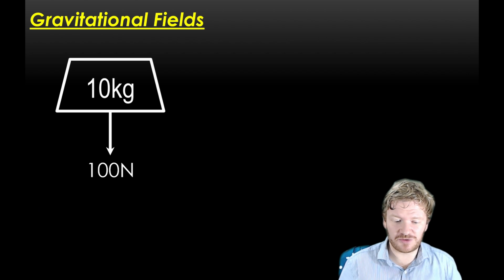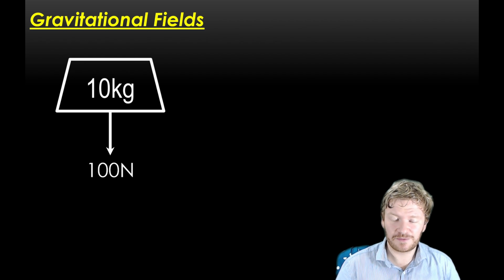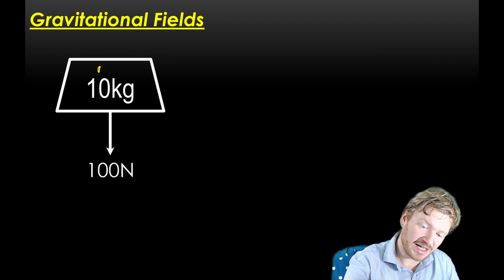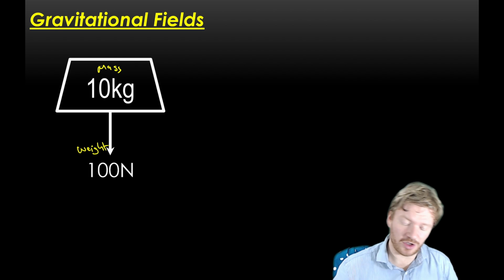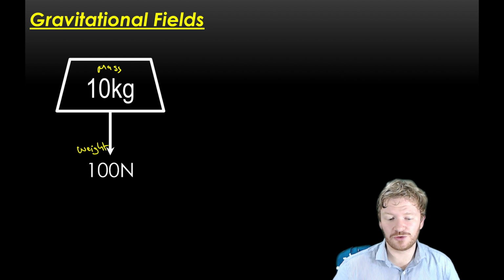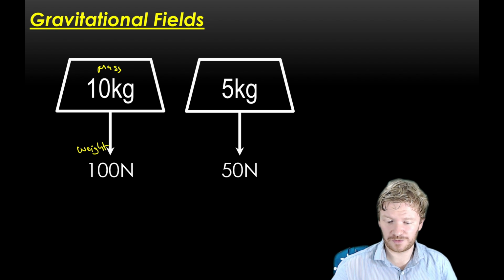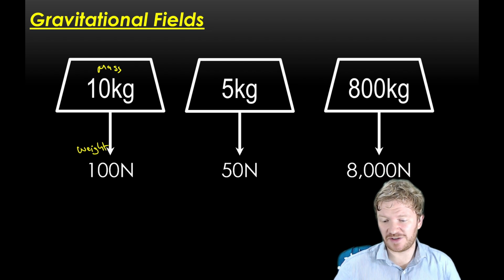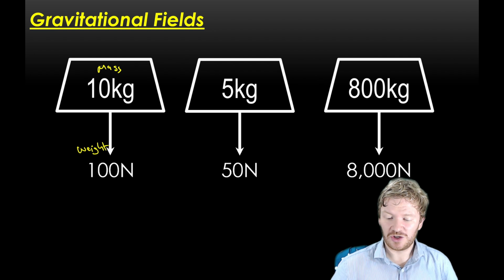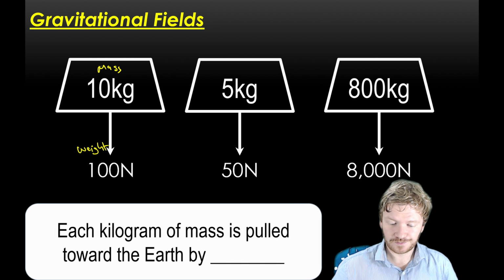So let's think about gravitational fields. Hopefully you've seen lots of times before. If I have a 10 kilo object, its weight will be 100 newtons. A 100 kilo object on Earth has a weight of 1000 newtons. So mass is the amount of matter, the amount of stuff that's there. The weight is the force. If I have a 5 kilo object, it'll have 50 newtons. And if I have an 80 kilo object, it'll have a weight of 800 newtons.